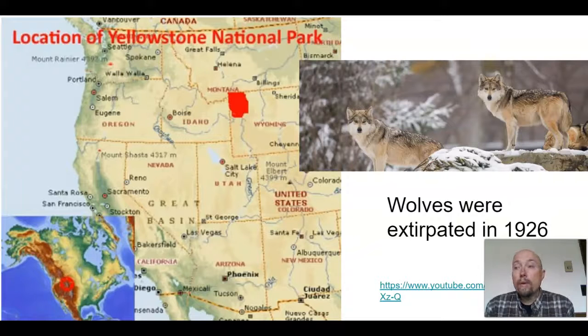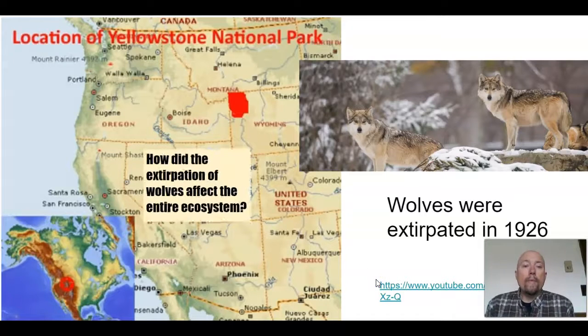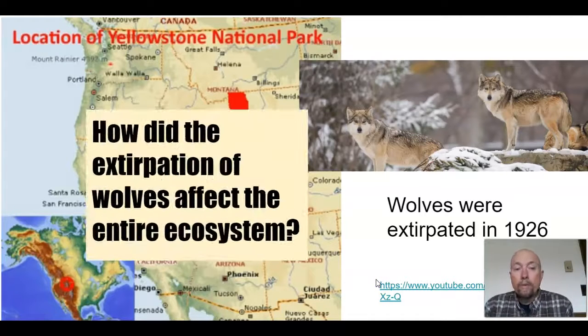They thought they were hurting their livestock. But also the humans like to hunt deer, so they thought the fox were going to kill all their deer. So they thought it was a good idea. What do you think? Was that a good idea? I'm going with no. All right, so how did the extirpation of wolves affect the entire ecosystem then?